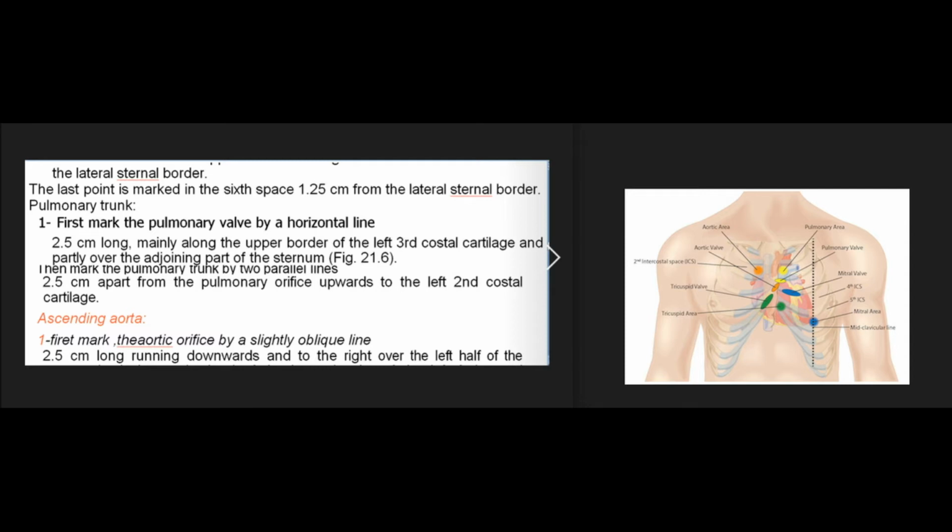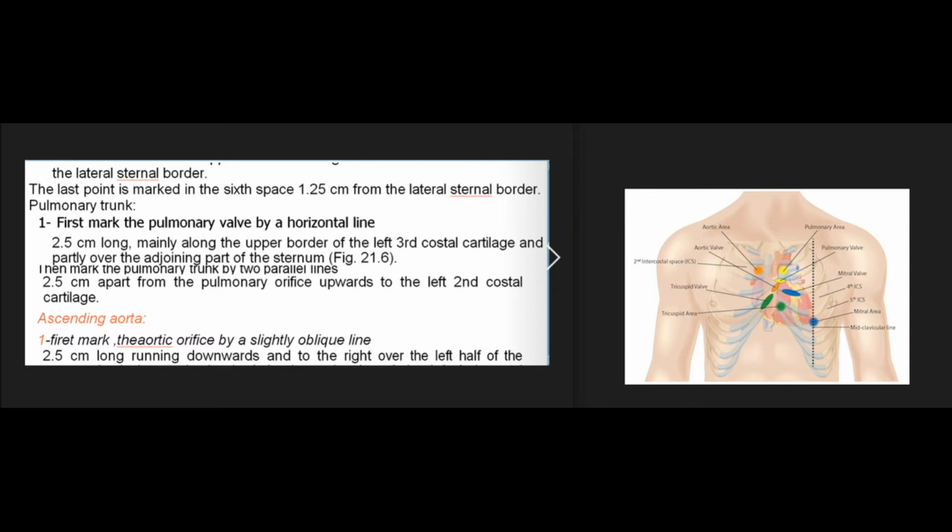Pulmonary trunk. 1. First mark the pulmonary valve by a horizontal line 2.5 cm long, mainly along the upper border of the left third costal cartilage and partly over the adjoining part of the sternum, Fig 21.6. Then mark the pulmonary trunk by 2 parallel lines 2.5 cm apart from the pulmonary orifice upwards to the left second costal cartilage. Ascending aorta.